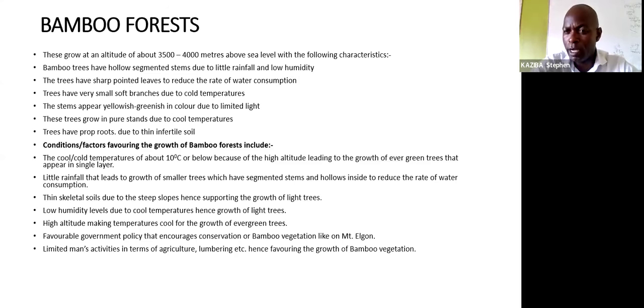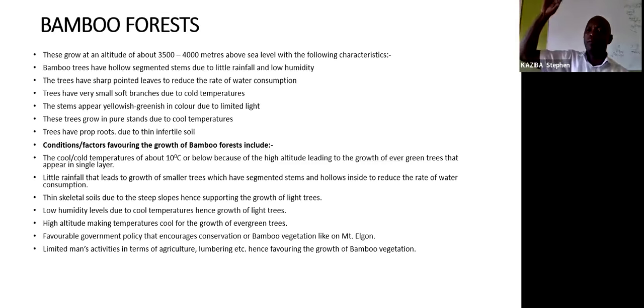You know bamboo, those yellowish things which are found on top of mountains. Now these ones look like sugarcane and they have those nodes and internodes. So if you go on top of those mountains, you find them there at a height of 3,500 to 4,000 meters above sea level. You also give us their characteristics. They have hollow segmented stems due to little rainfall and low humidity. They have sharp pointed leaves to reduce the rate of water consumption, because there the moisture rate is so low because of high altitude.